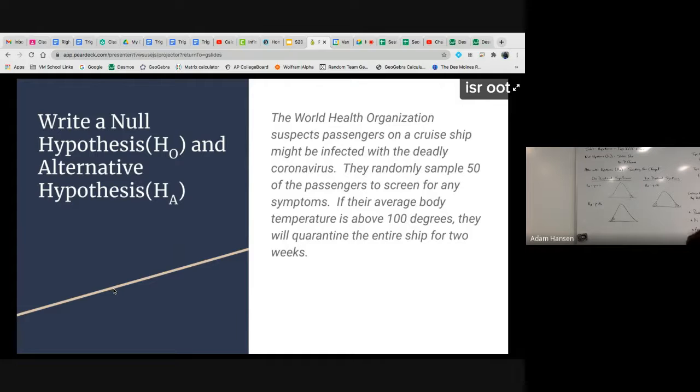We're doing hypothesis testing for basically the rest of the semester. You've got to get good at writing a null and alternative hypothesis.